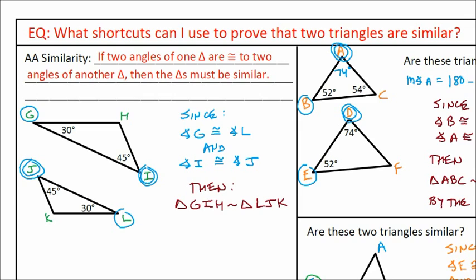This is a continuation video of one that you have previously watched. The essential question for that video was, what shortcuts can I use to prove that two triangles are similar? And in that video we talked about how if we can find that two angles from one triangle are congruent to two angles of another, then the two triangles must be similar. And we went through some questions to show how we can use that to prove similarity.